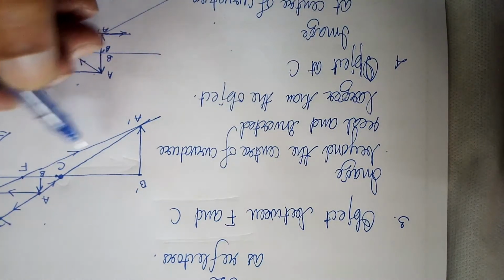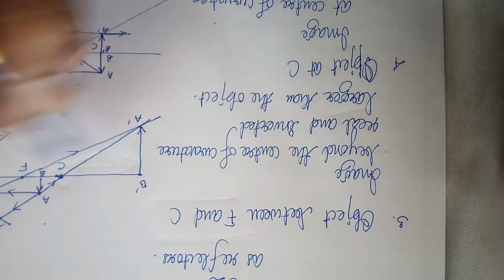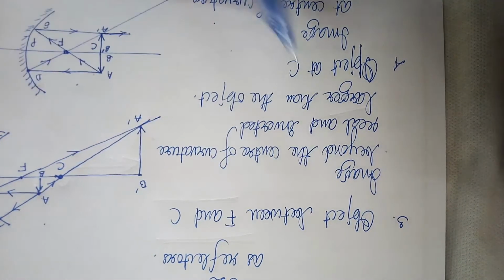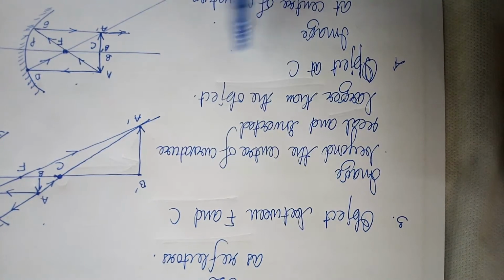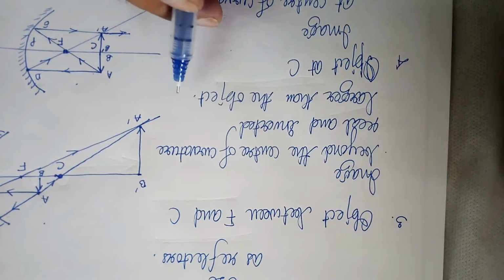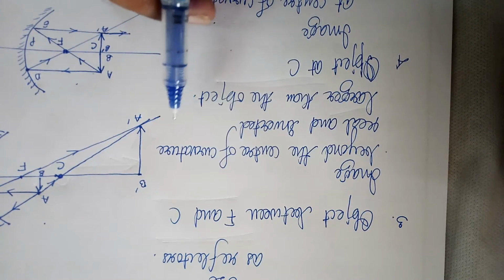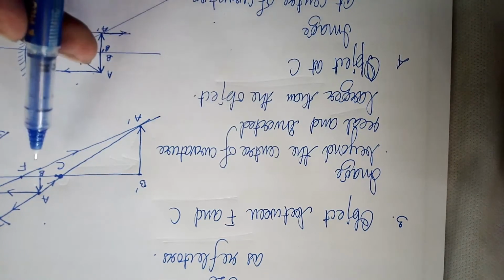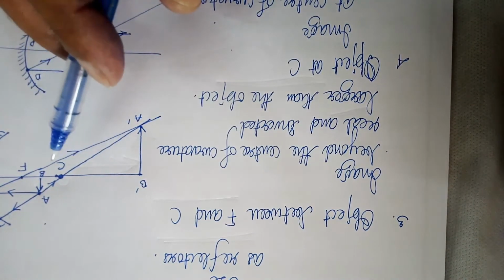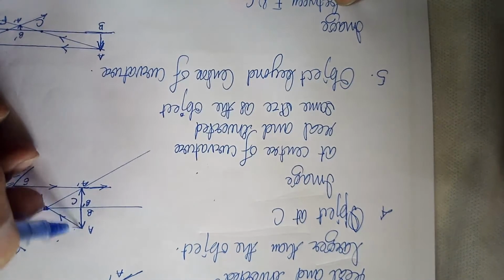Then we can say the image formed is real and it is inverted. This is upside down now, and it is larger than the object. These are the properties of the image formed by the object when it is kept between the focus and the center of curvature.